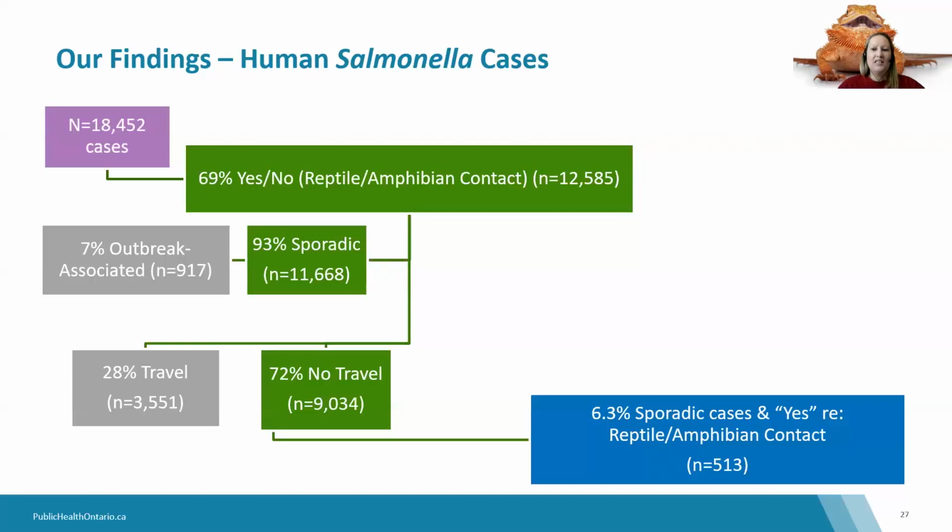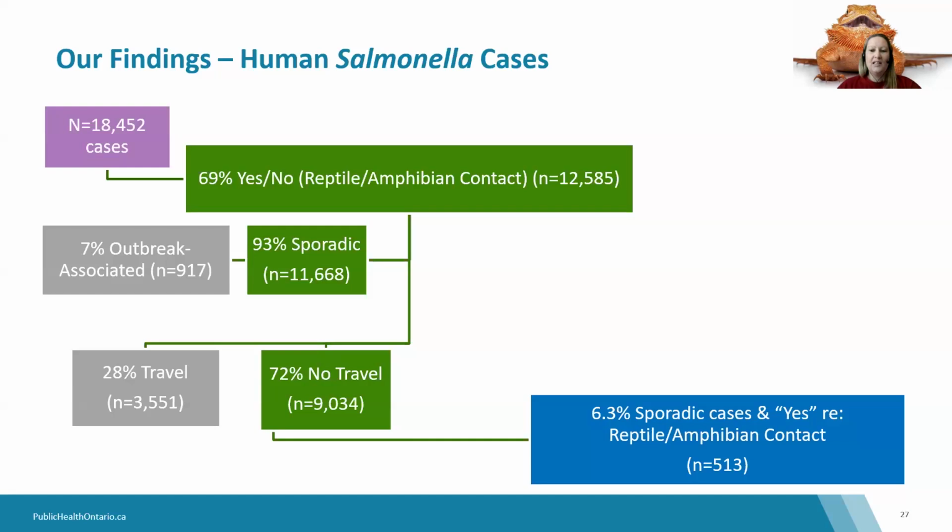So to give you an idea of the data we were working with, we started with over 18,000 human cases of Salmonella that were reported in Ontario during that time period. Almost 70% of these did have a yes or no response about reptile contact during the exposure period. So for the remainder, unfortunately, this question was either not asked or the field was left blank.